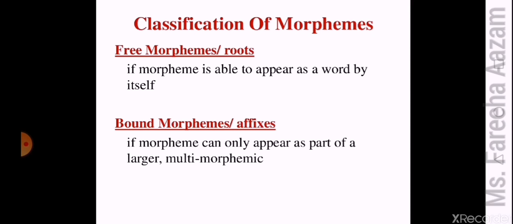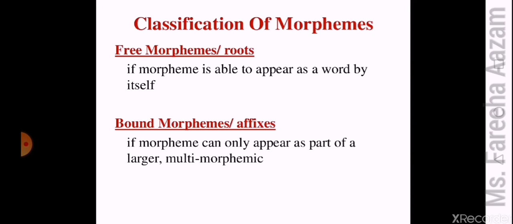For example, if we are talking about the classification of morphemes, basically there are two types of morphemes. First is the free morpheme, another is the bound morpheme. The free morpheme is the root word, and the bound morphemes are called affixes. A free morpheme may work independently, while a bound morpheme can't work independently and every time needs a root word.